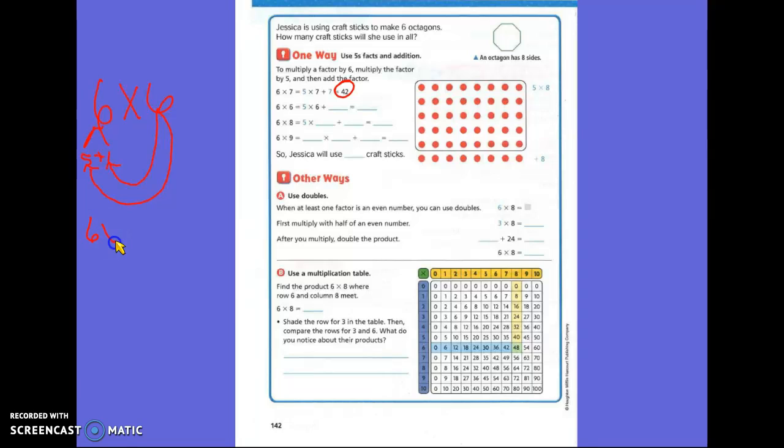So 6 times 5 is what? 30. Now, 6 times 1 is what? 6. So you do 30 plus 6. 30 plus 6 equals what? 36. Okay. So 5 times 6 plus 6 equals 36. Write that down.